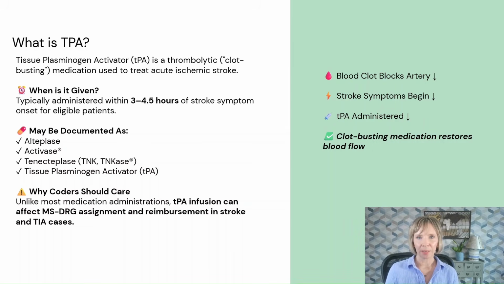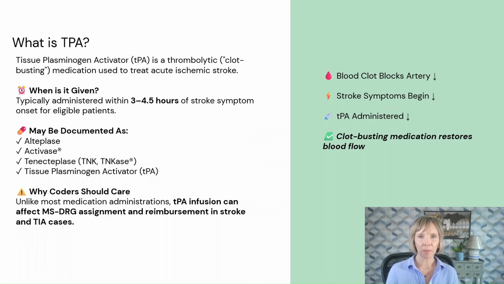tPA, or tissue plasminogen activator, is a thrombolytic medication used to treat acute ischemic stroke. It's often referred to as a clot buster because it works by dissolving the blood clot that is blocking blood flow to the brain during an acute ischemic stroke. Because stroke treatment is time sensitive, tPA is typically administered in the emergency department within a few hours of symptom onset for eligible patients. When reviewing a record, you may not always see the term tPA documented.